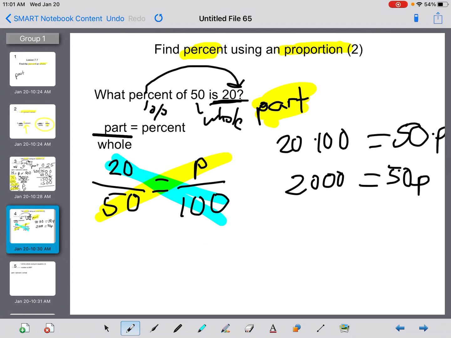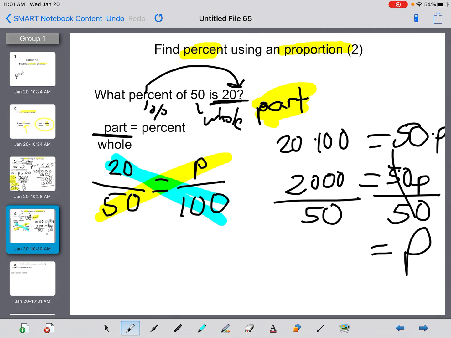So same thing as before. I'm going to use algebra. I want to get that letter P by itself, so I divide by 50 because that will cancel out. What I do to one side, I must do to the other. So now I end up with 2,000 divided by 50. Now I can do this in my head. I can cross out a 0 from each side. I know that 5 fits into 20 four times, so therefore 5 must fit into 200 forty times.